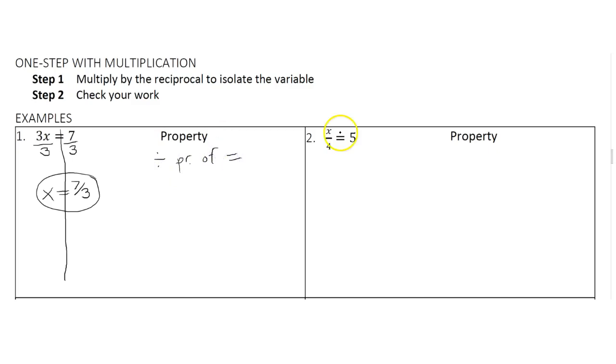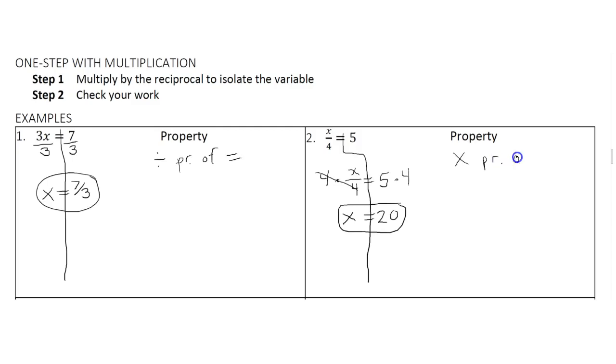In the next example, x is divided by 4. The inverse operation to division is multiplication. Multiply both sides of the equation by the denominator 4. This gives us 4 over 4 times x, or 1x, on the left, and 5 times 4 on the right, or 20. Our solution is x equals 20. The property we used was the multiplication property of equality.